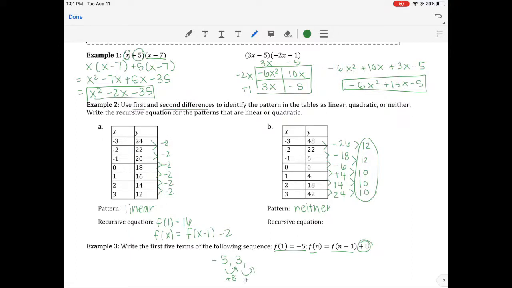I add 8 to 3, and I get to 11. I add 8 again, I get to 19, and then I get to 27.